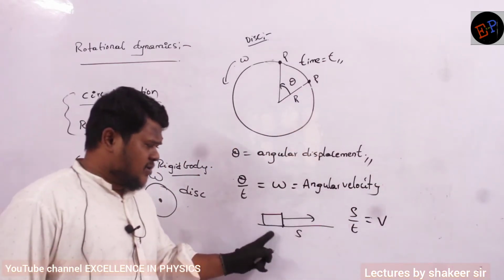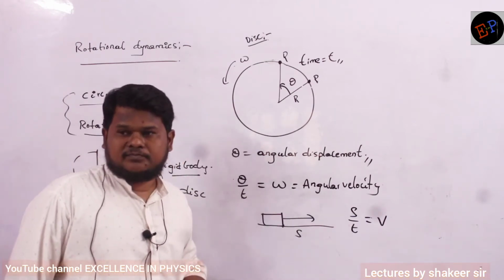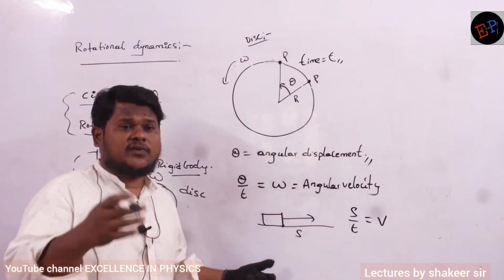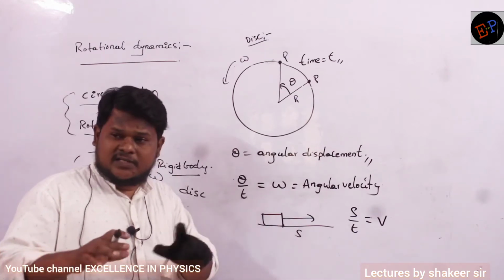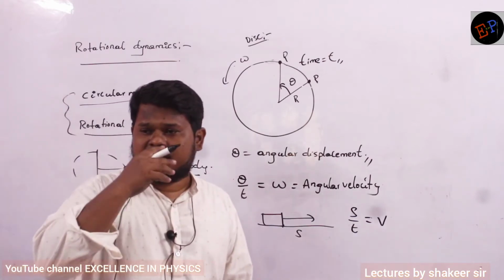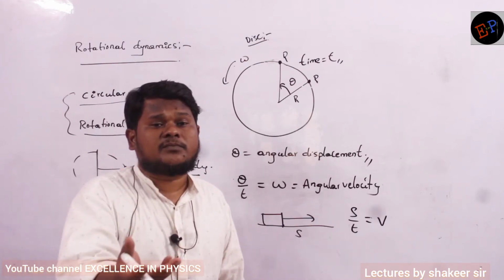Now again come to linear motion. If the velocity of the body is not constant, what do we call that kind of motion? We call it accelerated motion, or non-uniform motion.